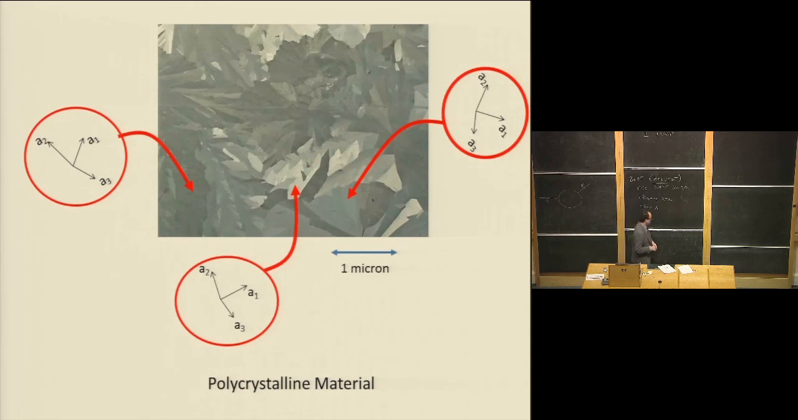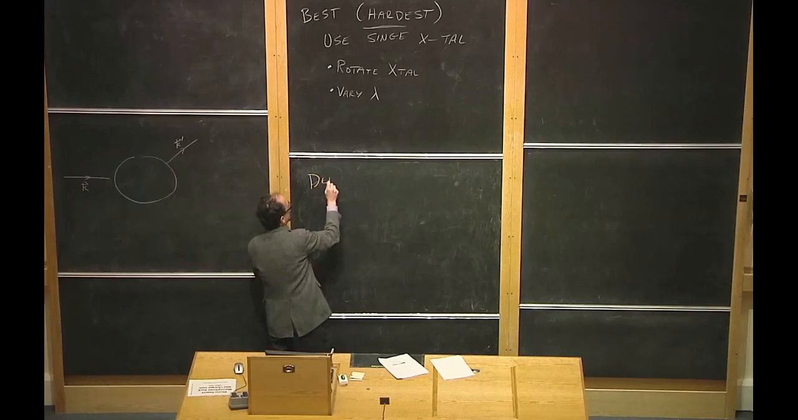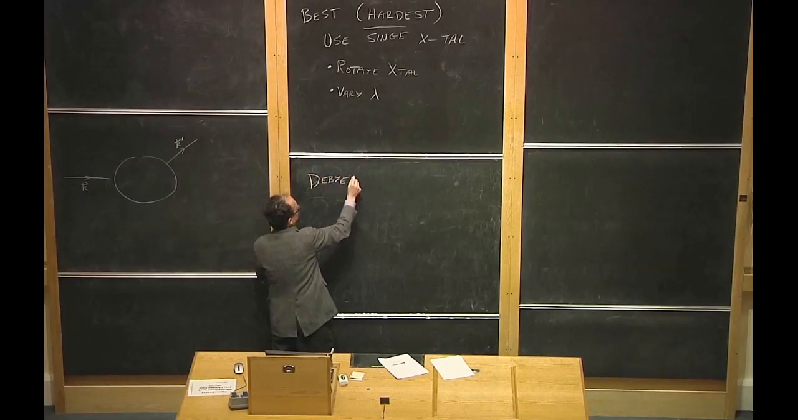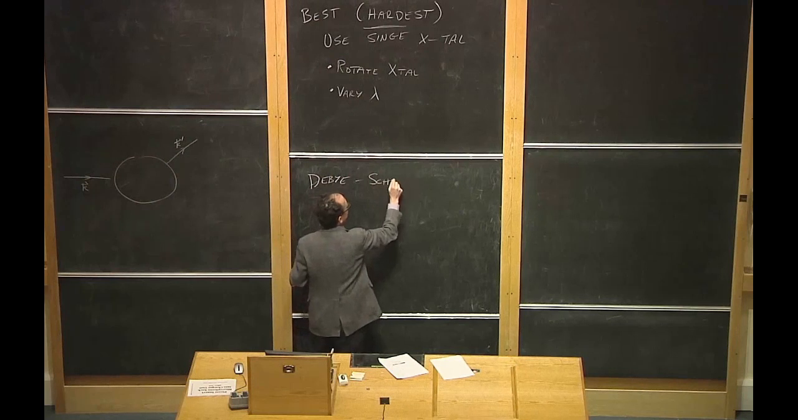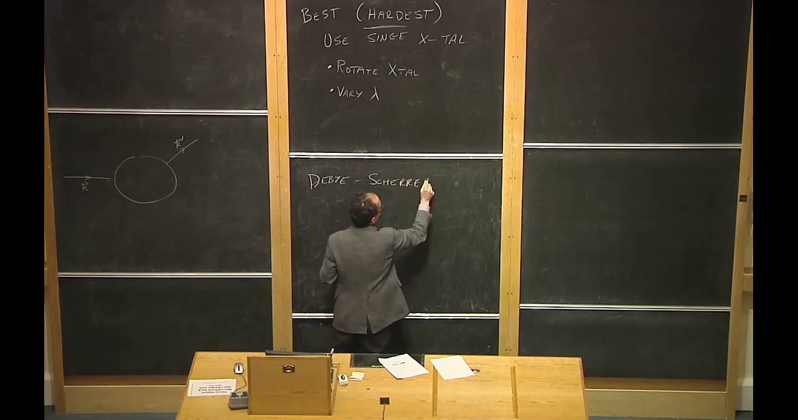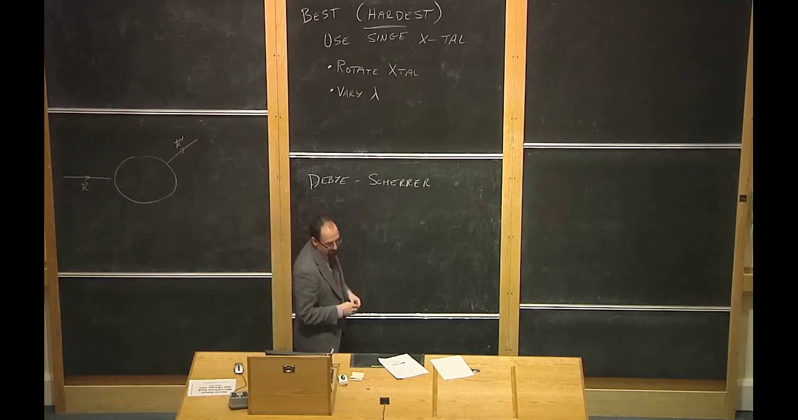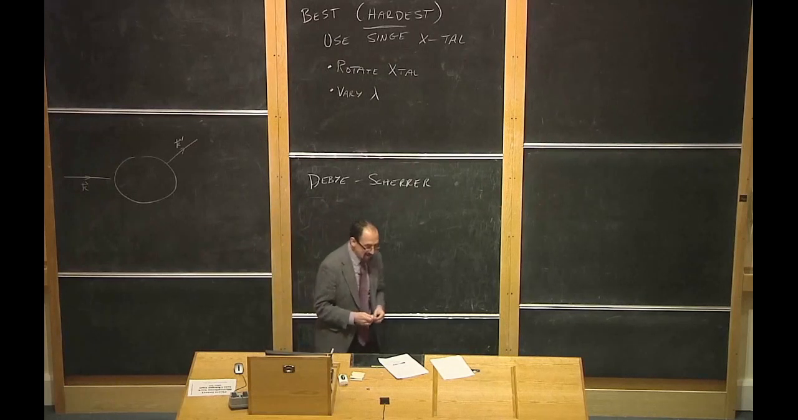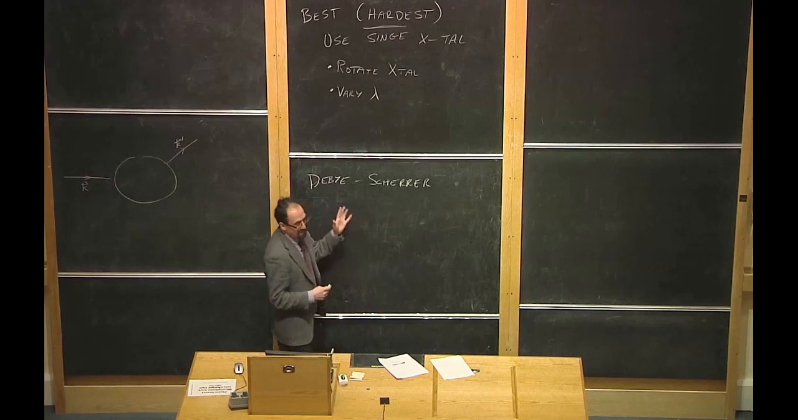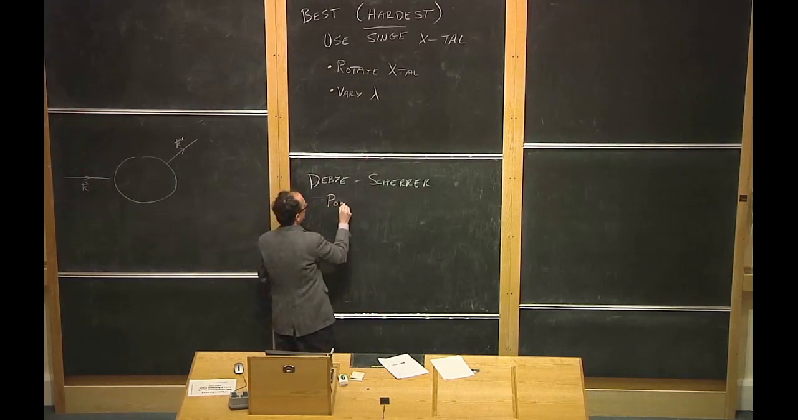It's polycrystalline. So to take data on a polycrystalline sample, you use what's known as the Debye-Scherrer method. Debye is the same guy from the Debye theory of vibrations in solids. Scherrer, someone else, obviously. And the Debye-Scherrer method is also known as powder diffraction.